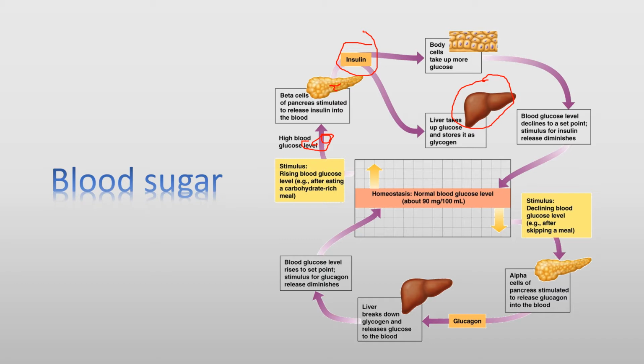When blood sugar is low, maybe because you're running a marathon or you are fasting, the alpha cells act as receptors and control center, and they produce the hormone glucagon. The effectors are again the liver and muscles, and they convert the glycogen back into glucose, which is released into the blood.